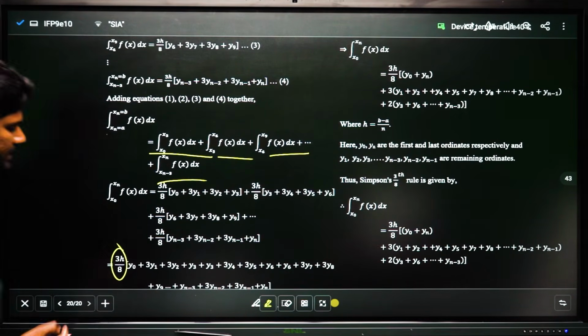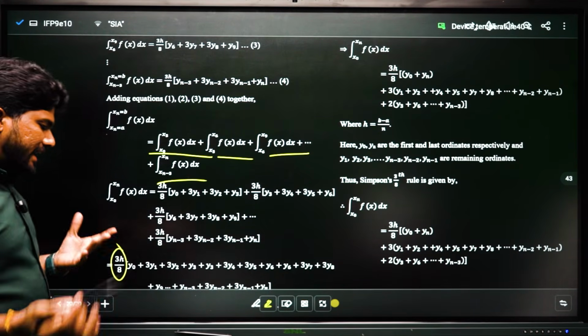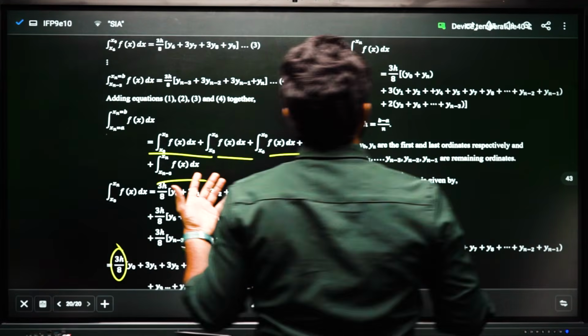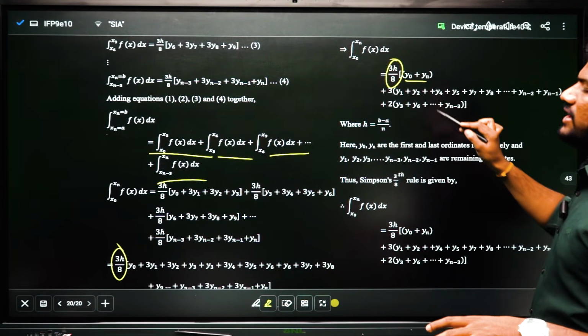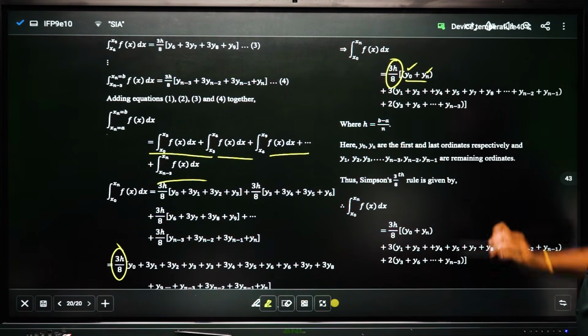Take 3h/8 common and observe: 3, 3, 3, 3, 3. Take 3 common, and whatever you have as 2, 2, 2, 2, 2, take 2 common. So therefore 3h/8 is common. y0 plus y1, this is common for every formula, initial term and last term.